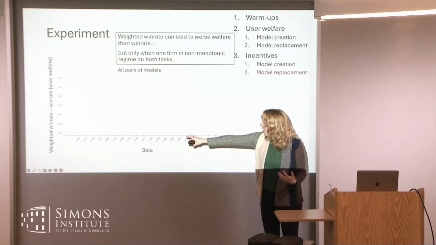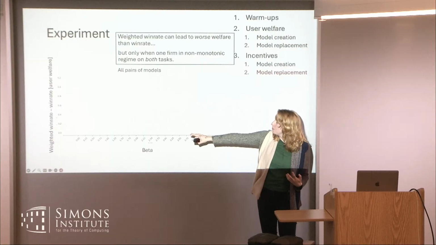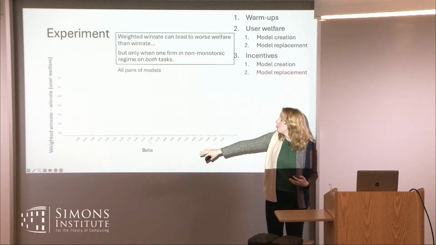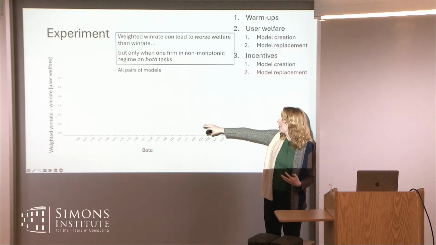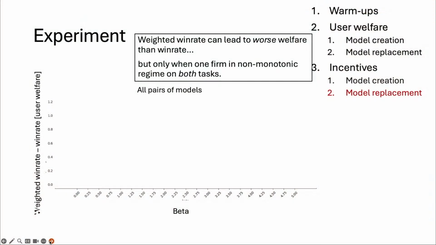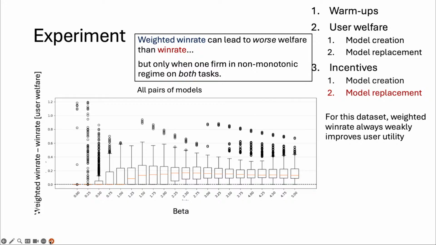Again, the x-axis is temperature, so we're varying temperature. And the y-axis is the gap, basically the gap in user utility for weighted win rate minus win rate. If it's above 0, then it's better. If it's below 0, it's worse. And as I've positioned the axes, you can maybe guess the answer, which is that empirically in this data set, it's always better. So this is not importantly an if and only if condition. We think it's quite rare that weighted win rate is worse, and in most empirical settings, weighted win rate is going to be at least as good.